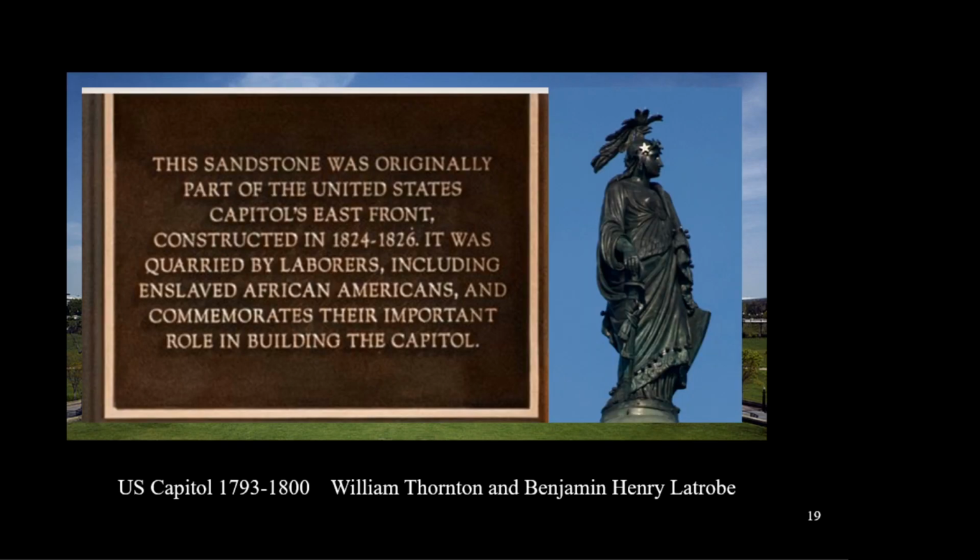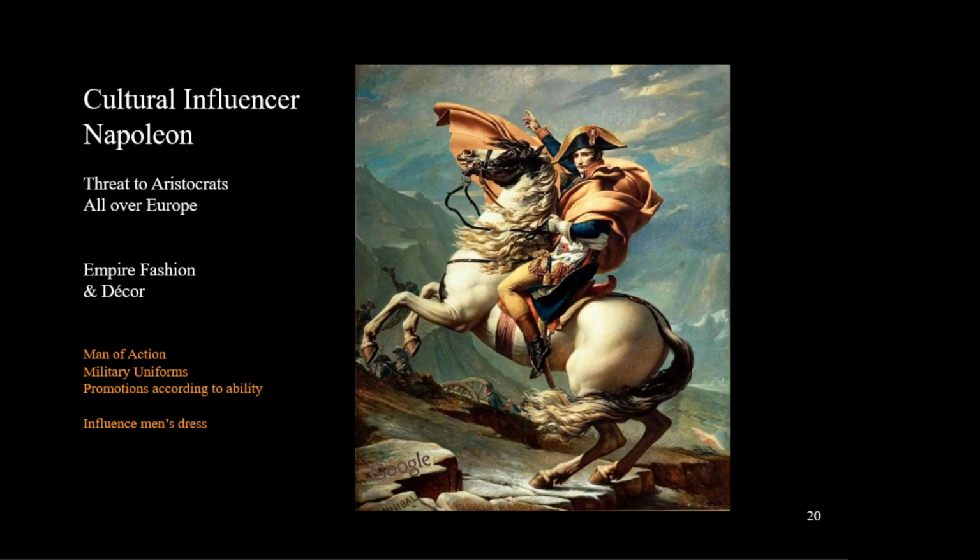This marker celebrates the role of enslaved labor used to build it. And in a fit of irony that you can't just make up, this is the story of this statue at the right, titled Freedom. An enslaved artist named Philip Reed was instrumental in creating this homage to freedom.